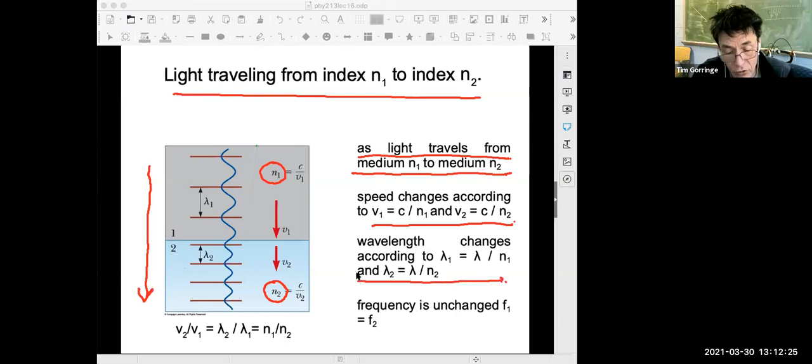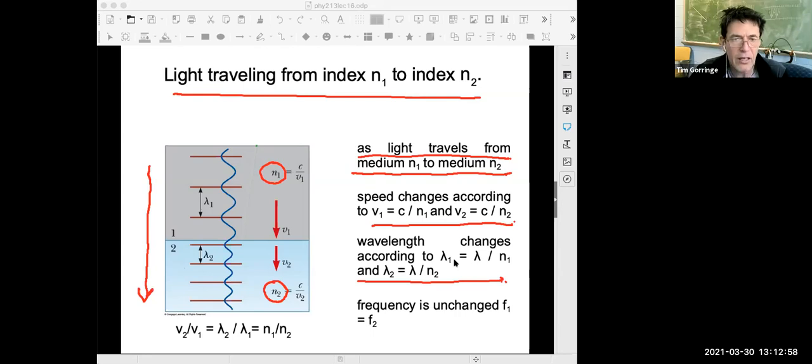The light also changes its wavelength. So when light travels from medium 1 to medium 2, the wavelength of the light in medium 1 is the wavelength of the light in vacuum divided by the refractive index of medium 1, and the wavelength of light in medium 2 is the wavelength of the light in vacuum divided by the refractive index of medium 2. And so again, if n1 and n2, the two refractive indices, are different, the two wavelengths are different.